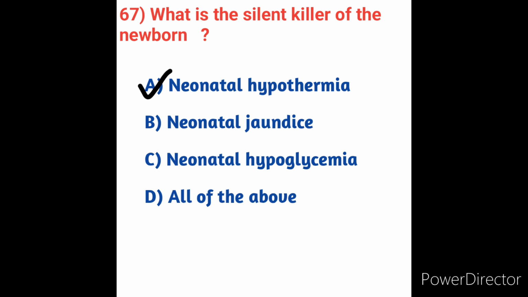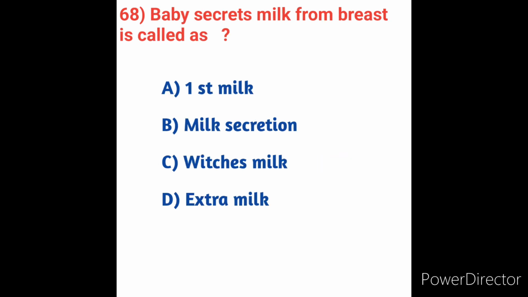Next we will move on to question number 68. Baby secretes milk from breast is called as. The baby secretes the milk from the baby's breast, not the mother's breast. Option A, first milk. Option B, milk secretions. Option C, witch's milk. Option D, extra milk.